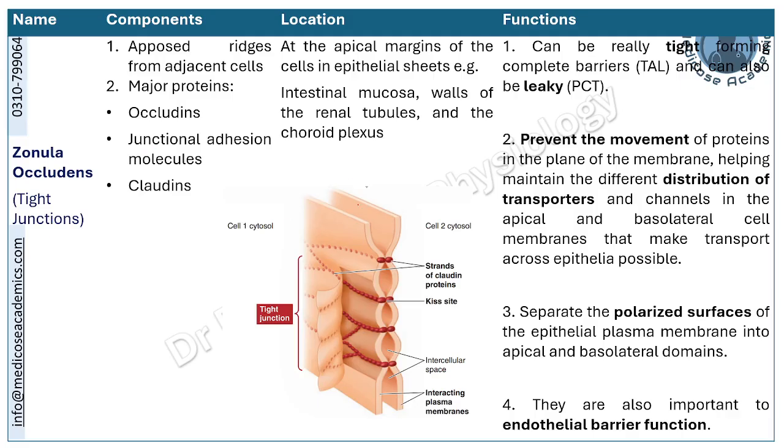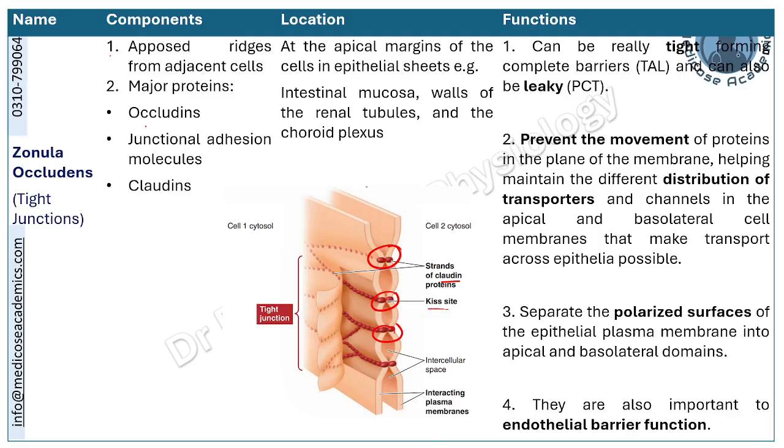As you can see over here, two neighboring cell membranes are tightly locked to each other by this claudin protein. This is known as the kiss site, as the claudin proteins of two cell membranes are joined to each other over here, occluding the passage in between these two interlacing plasma membranes. So what are these zonula occludens?